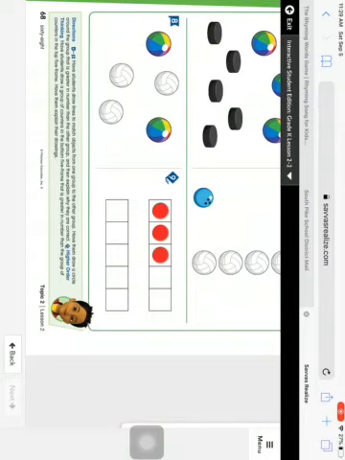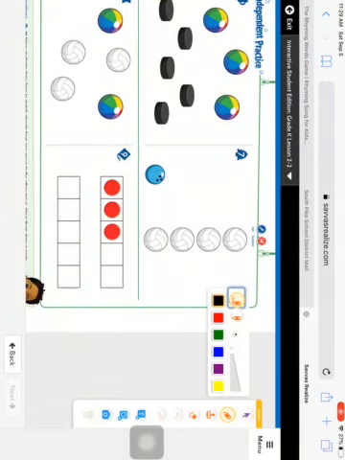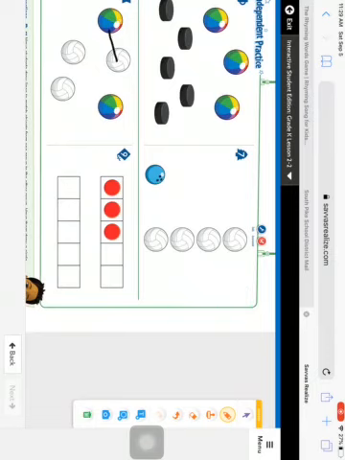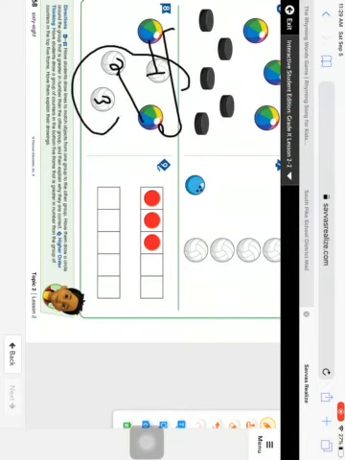Okay? So, let's see. It says draw a line to match objects from one group to another group. So, let's do number 7. We can do number 8. Okay, so we have 1, 2. So it says have them draw a circle around the group that is greater in number. So if we have 1, 2, and then we have 1, 2, 3, which number is more, 3 or 2? 3. So we're going to make a circle around the 3 volleyballs.